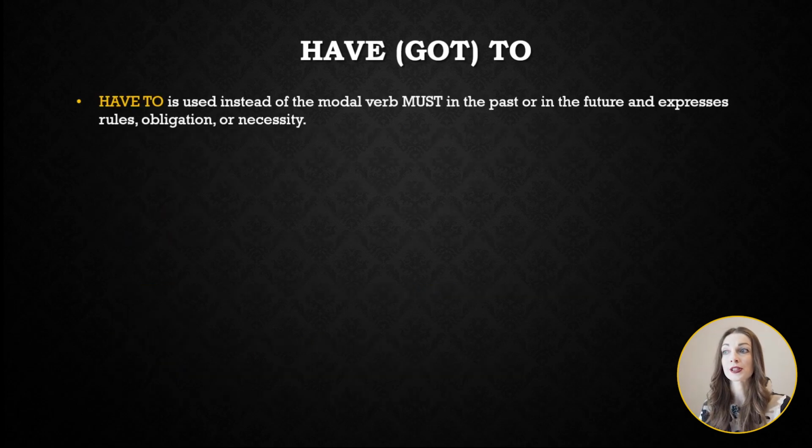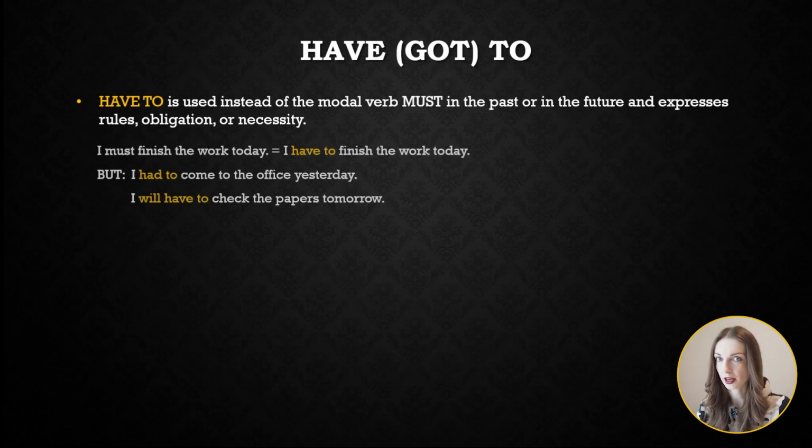Have to is used instead of the modal verb must in the past or in the future and expresses rules, obligation, or necessity. I must finish the work today equals I have to finish the work today. But we would say I had to come to the office yesterday if we were talking about the past. I will have to check the papers tomorrow. As I will say it again, we cannot use must in the past or in the future.